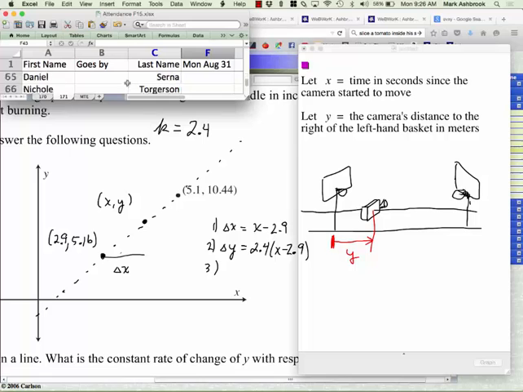Where is Daniel Travis? So then the y is equal to old y plus the change. What's the change? Yeah. Change in what? Change in y.